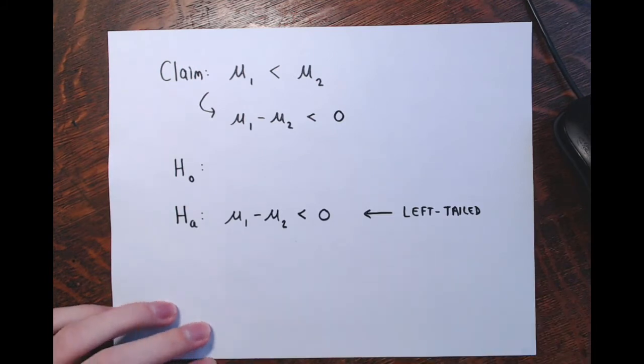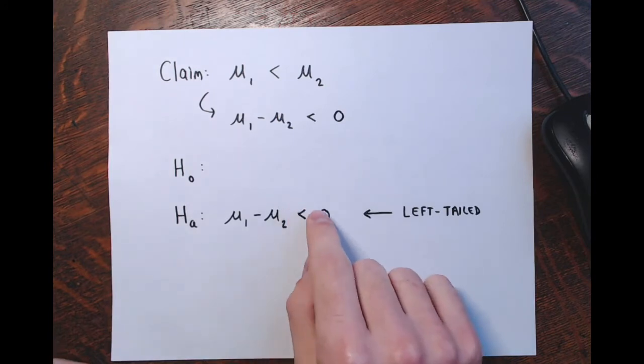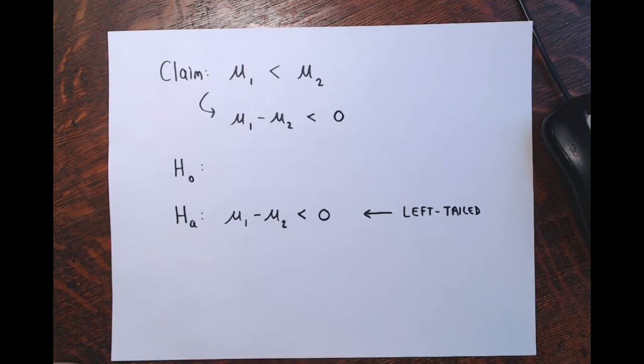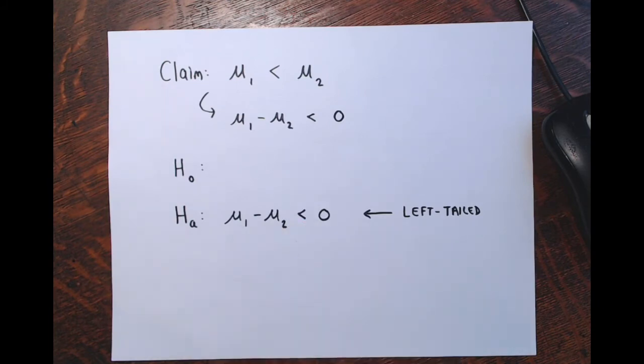And being that it's a left-tailed test, when we go to find critical values, there's only going to be one critical value, right? And the rejection region will be a left tail. If it was greater than 0, then it would be a right-tailed test, and the rejection region would be a right tail. And if it is not equal to 0, it would be a two-tailed test, and you'd have half the rejection region in a left tail and half the rejection region in a right tail.